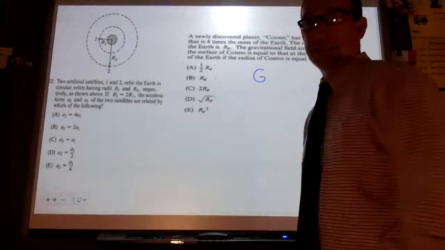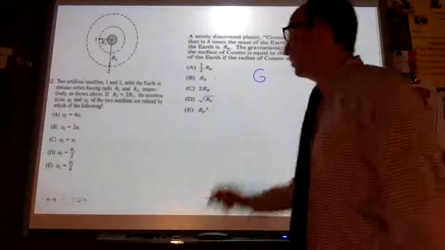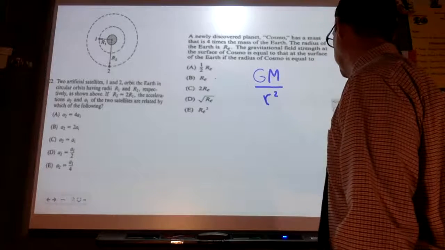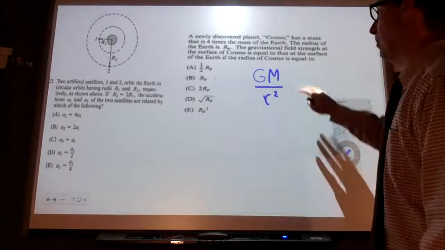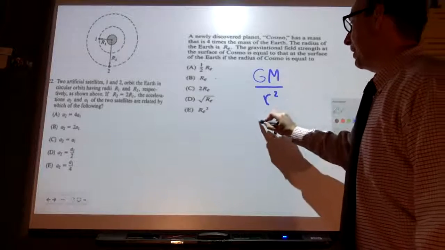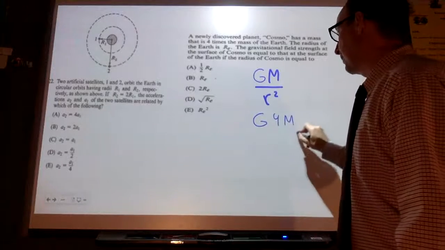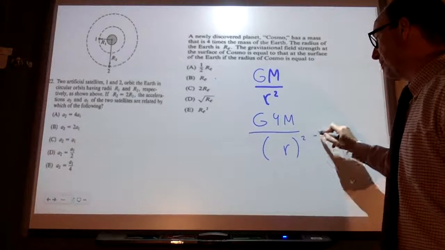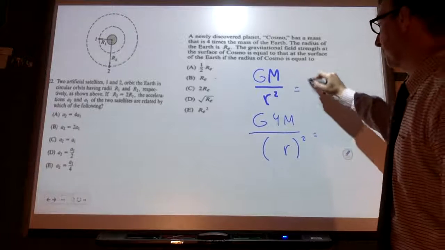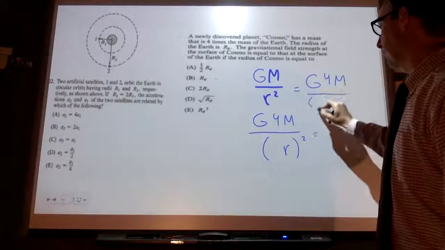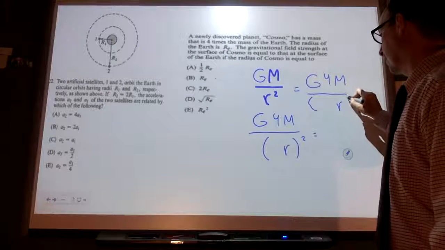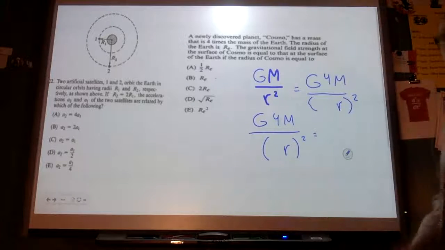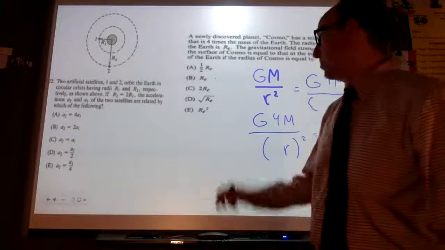gravitational field strength is the same as acceleration due to gravity. So this is going to be GM over r squared. That's what they're saying when they're saying gravitational field strength. I want it to stay the same. If I am multiplying my mass by 4, what do I have to do to r? So this is equal to this. I need the radius to be twice, because 2 squared would be 4. Now I'd have 4 over 4, which would be 1.